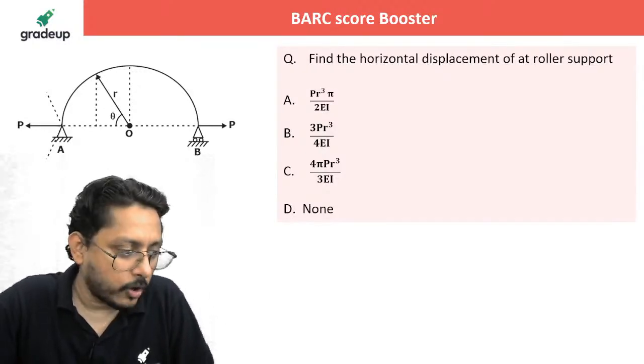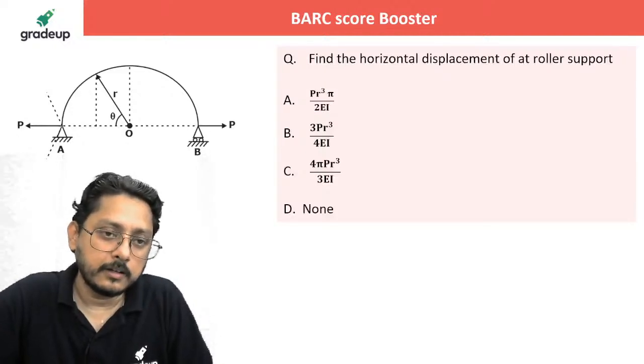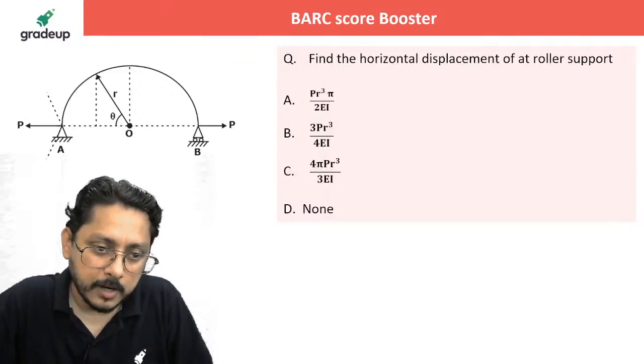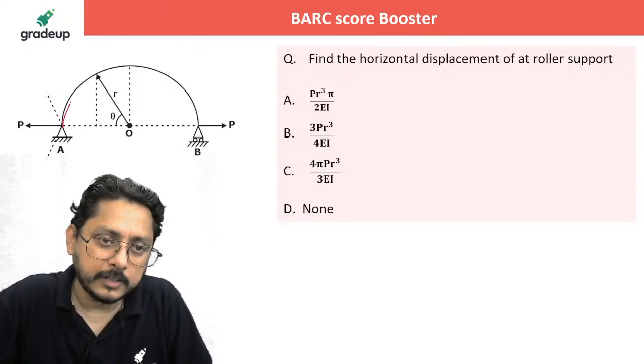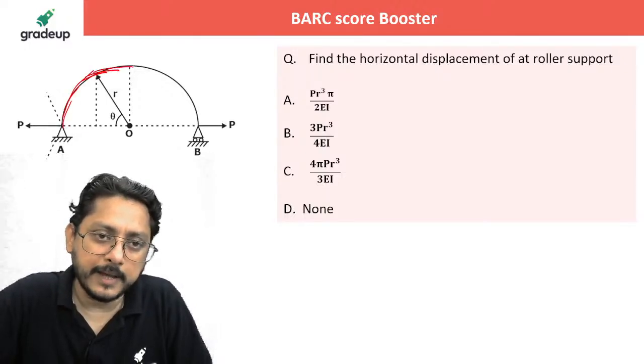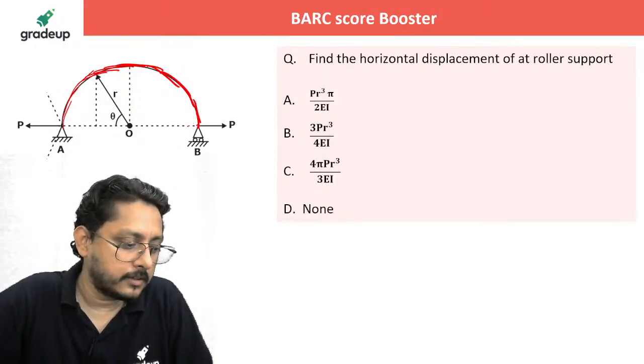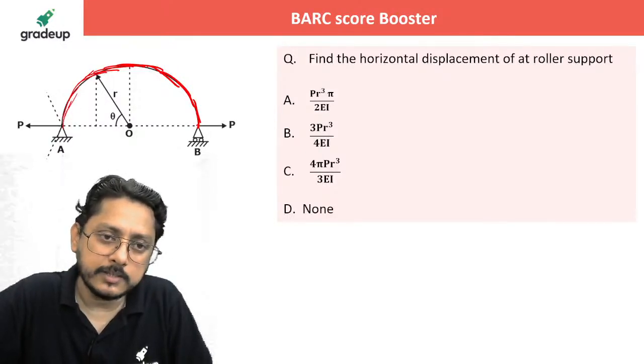So to calculate the horizontal displacement, what will you do? This is the length of the beam, the complete length of the beam. What is the complete length of the beam? You can simply apply Castigliano here, isn't it? Castigliano can be applied, but what is the length of the beam?